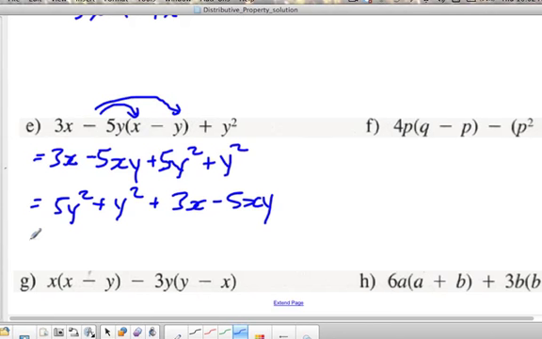Now I'm going to combine them. So this is 6y squared. Remember, you add the coefficients. You keep the variable and the exponent the same when you're adding like terms. Plus 3x subtract 5xy.